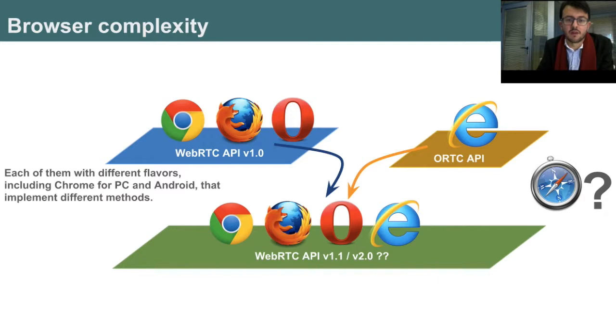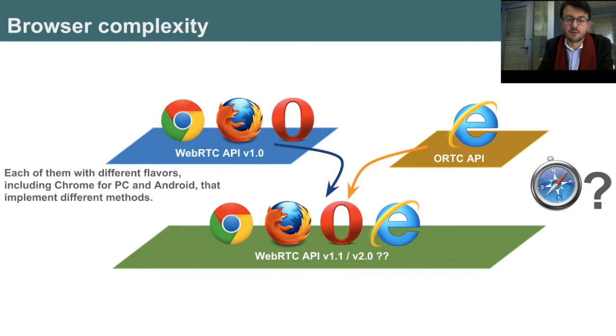Now, we found that the different versions of Google Chrome, Firefox, Opera are implementing the WebRTC API that has been defined by the W3C, but they have different flavors depending on the version, depending on the device. So the same application is not going to work the same way in a browser with a specific version or in another browser with another version or running in a different type of device. So this is something that we try to solve with the WAC.